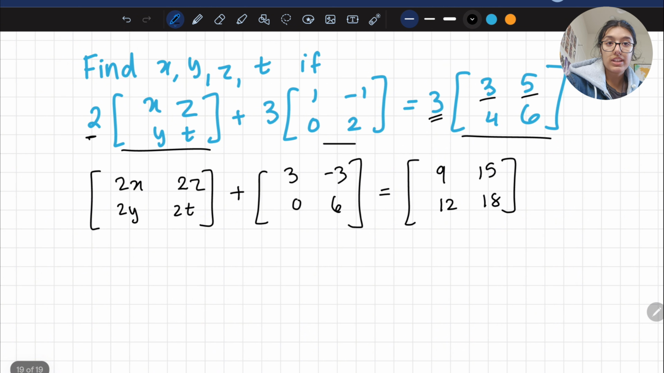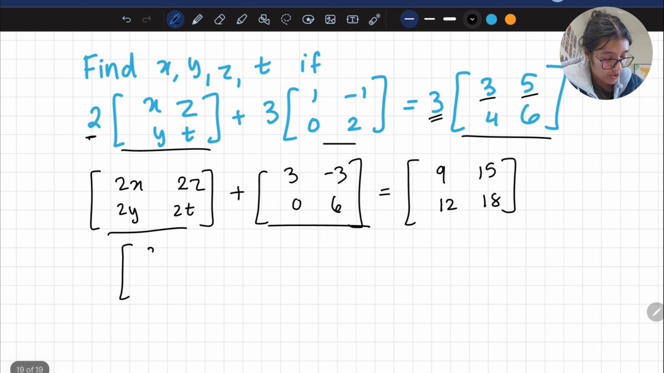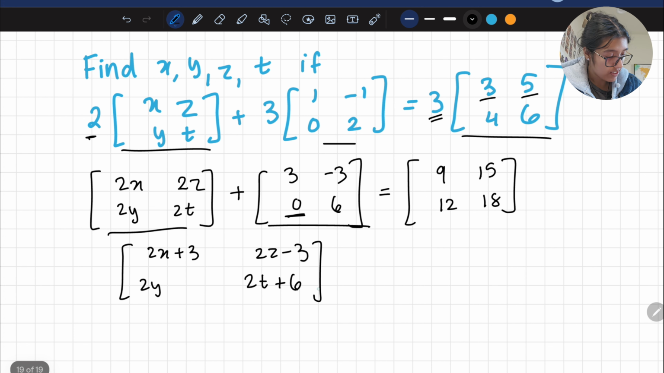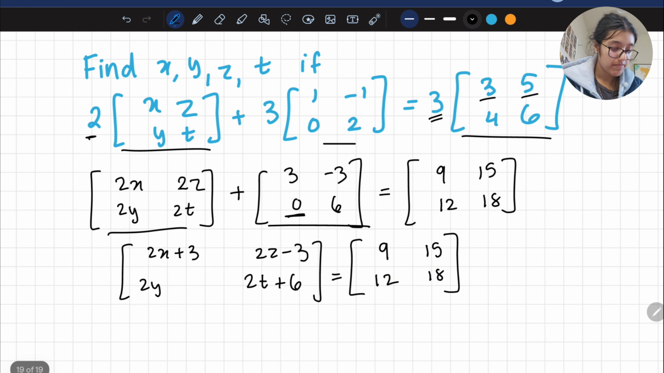Left side, I see we can add these two matrices, so let's go ahead and do that. We're left with 2x plus 3, 2z minus 3, 2y plus 0. So I'm just going to leave it as 2y. And then 2t plus 6. And we can't simplify the right side, so let's say 9, 15, 12, 18. I just kept that the same. Now we actually have 4 equations for 4 variables, so we can find each one of those variables pretty simply.